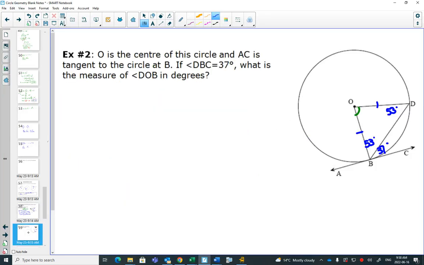And over here, coming back here, 53 plus 53 is 106, has to add up. That makes this 74.